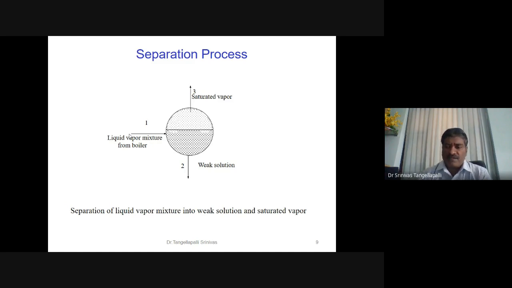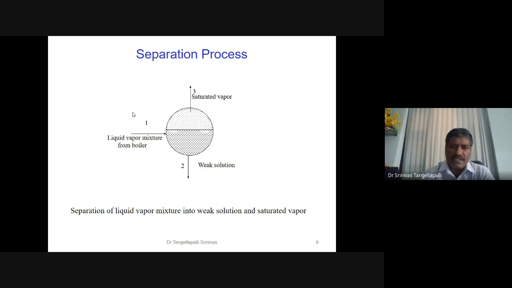The first one is the separation process. Let us say before entry to the condenser in the vapor absorption system, or before going to the turbine in the vapor binary fluid power system, at the exit of the boiler, in most cases the mixture is in the form of a liquid-vapor condition. Without separating, we can't supply this fluid directly to the turbine or directly to the condenser.